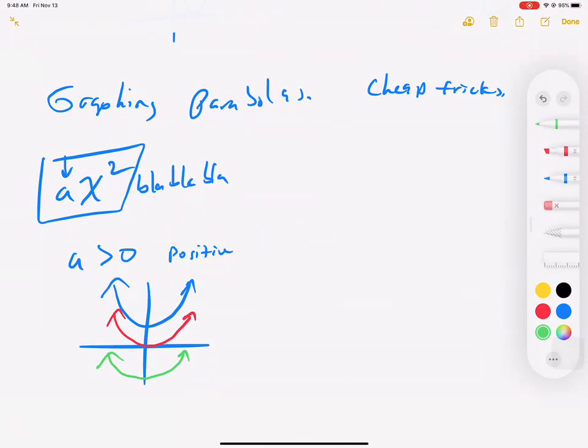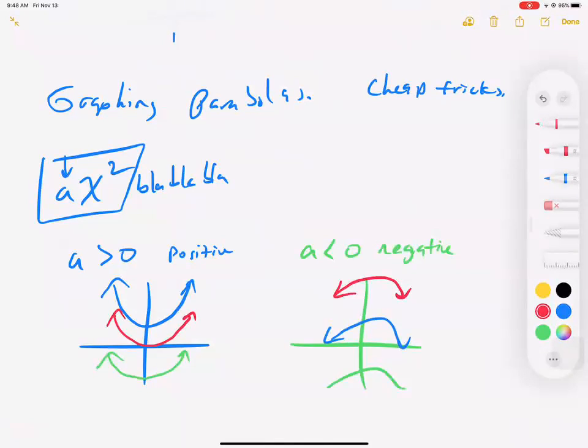If a is less than 0, negative, you automatically know it's facing down. Some cheap tricks.